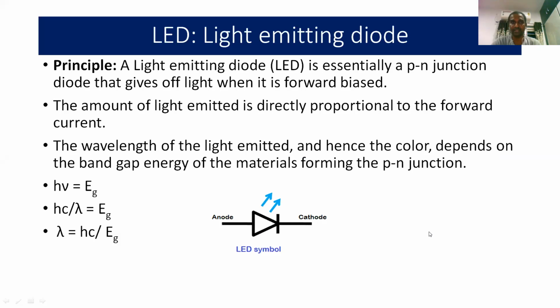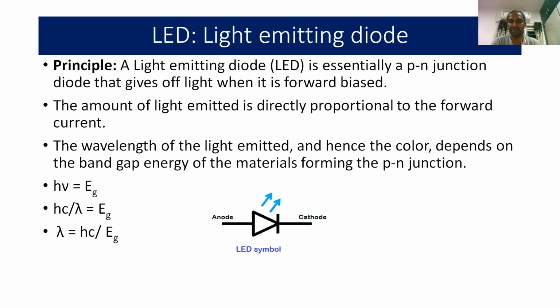So, what is this LED? The abbreviation of LED is nothing but light emitting diode. The principle behind the operation of this LED is that a light emitting diode is essentially a PN junction diode that gives off light when it is operated under forward bias condition. The amount of light which is emitted is directly proportional to the forward current. How much intensity of light we are going to get depends upon how much forward current we apply in the circuit.